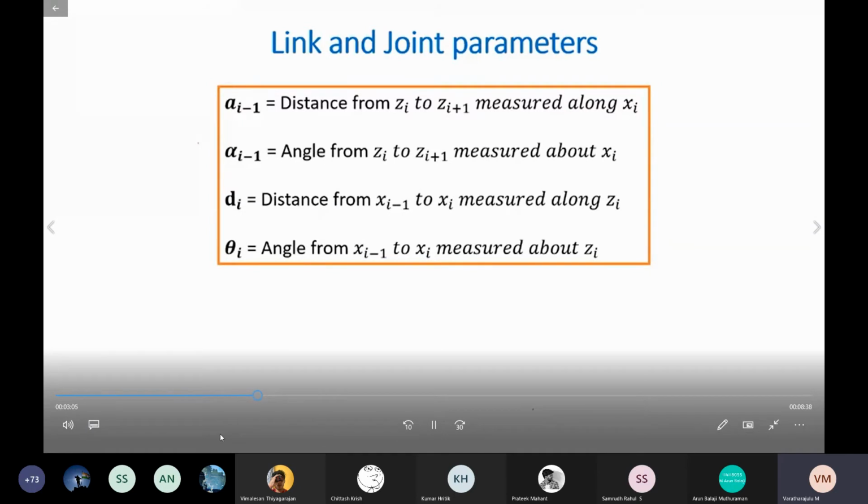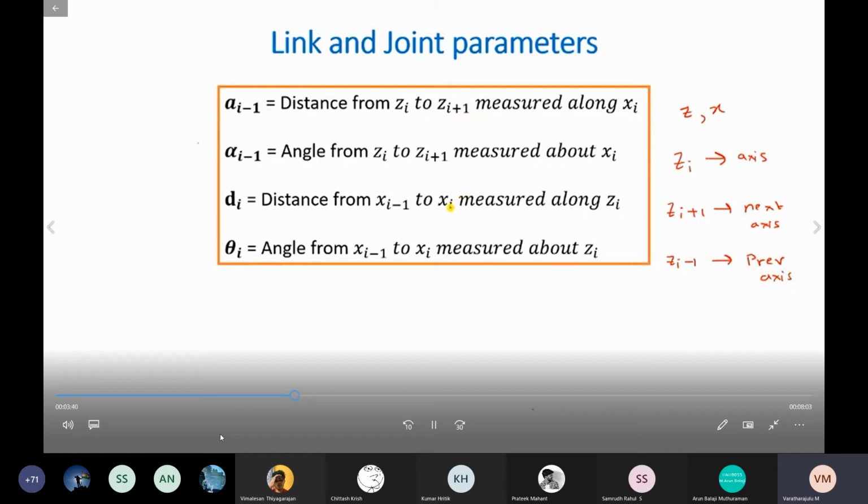It is best to keep these definitions in mind and understand them, as it would make problem solving much easier. If you look at these definitions, like I mentioned earlier, only two axes are needed, the z-axis and the x-axis. In this case, for example, z_i would refer to the axis in question, while z_i plus 1 would refer to the next joint axis, and z_i minus 1 would refer to the previous joint axis.